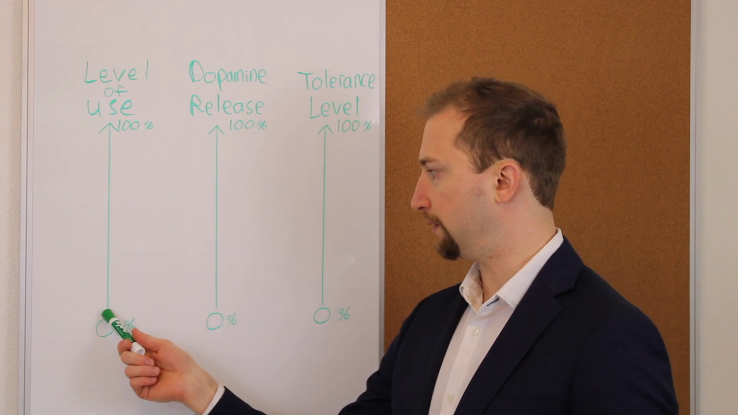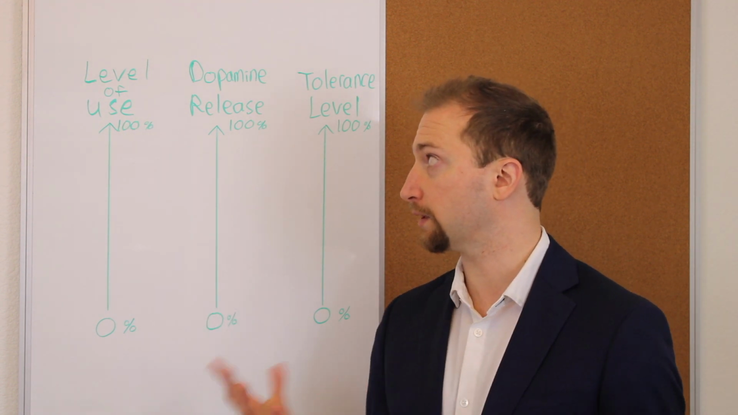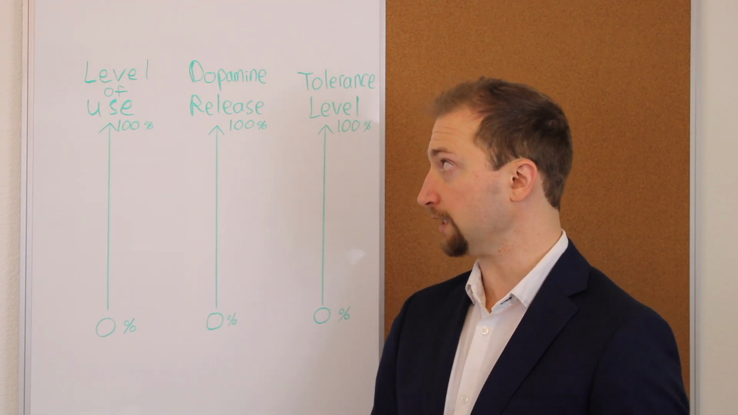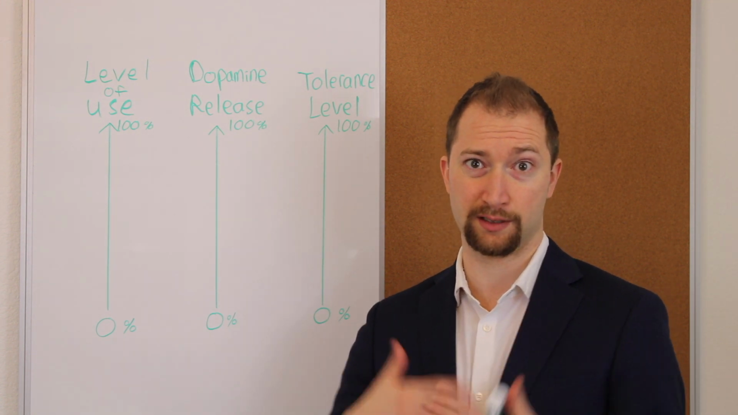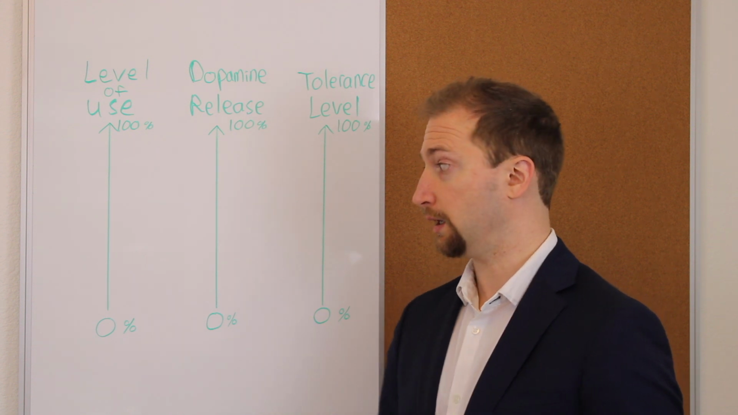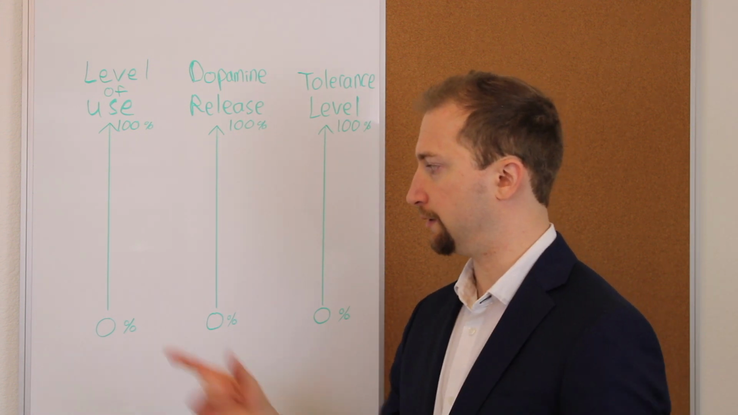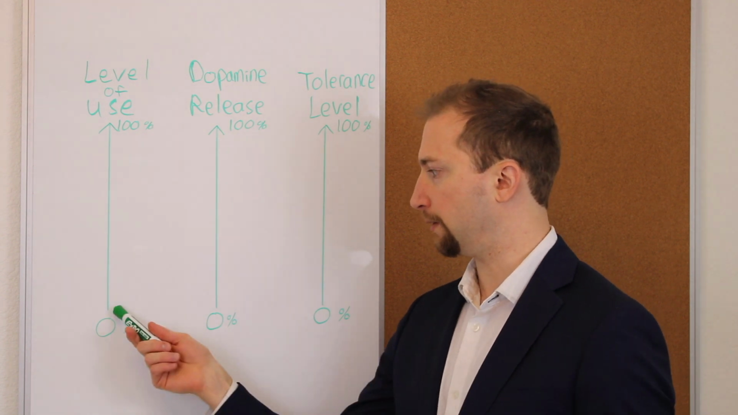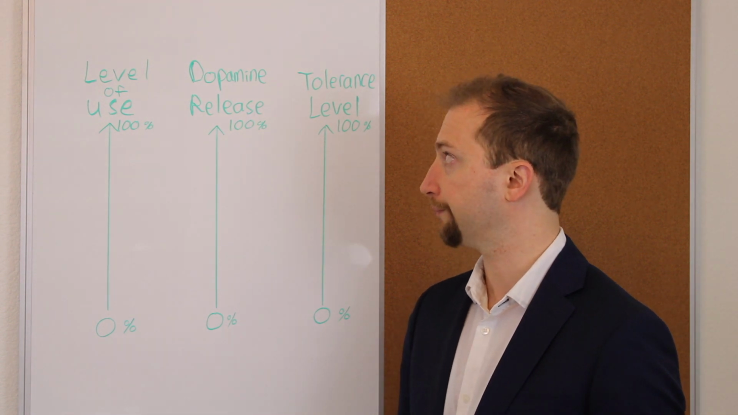We have this first scale, which is your level of use. So whatever you're addicted to, the more you use it, the frequency of use, the level of use, the intensity of the use, the potency, the amount of times you use, all of that really constitutes this scale here. And from 0% to 100%, you can be anywhere along that scale.